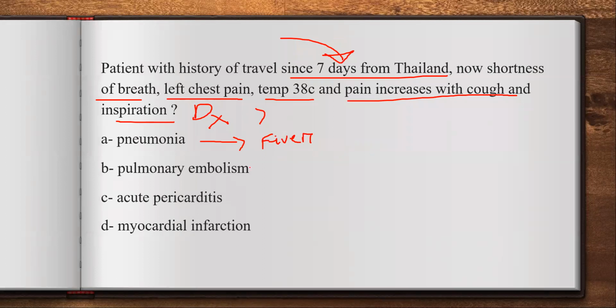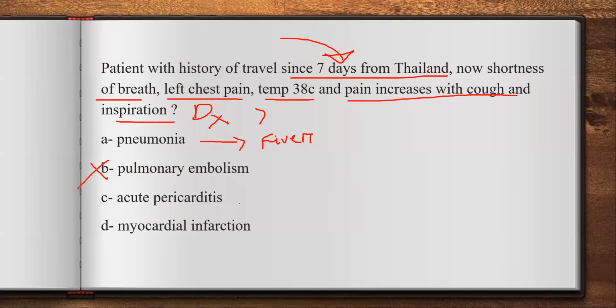But someone having fever, shortness of breath, chest pain, and the pain increasing with cough and inspiration, anything which involve pleura can cause pleuritic chest pain. Like it could be pulmonary embolism, it could be pneumonia, both of them can cause it. Okay, so unlikely to be pulmonary embolism.